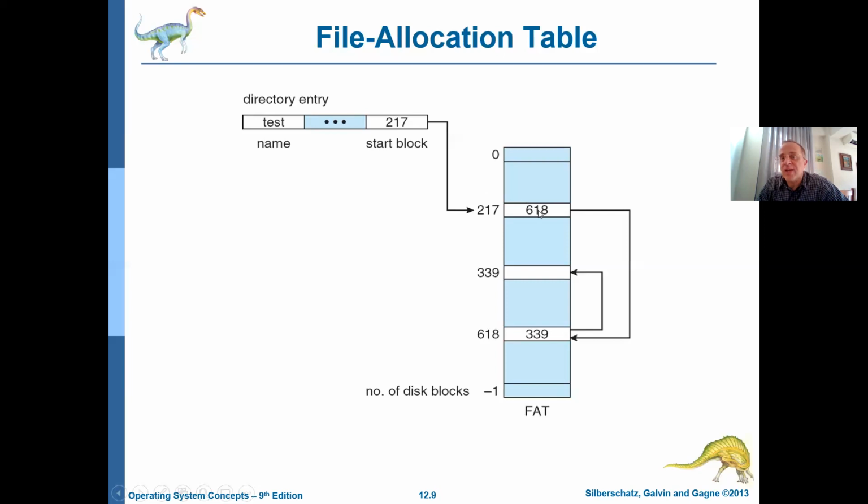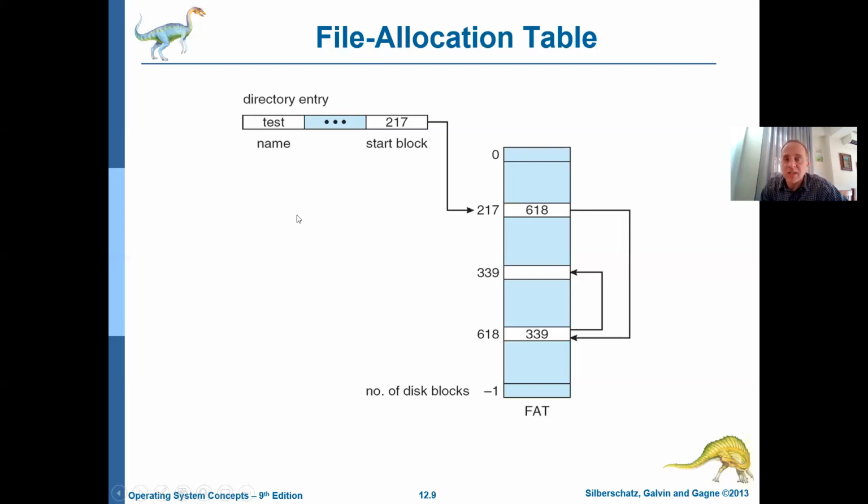So for that, I'll go to row 217 in the FAT table, and there will be written 618. What does 618 mean? 618 means that's the next block I need. Great. So now I can read the next block over here in the disk. I should add to this picture, like a picture of the disk. Now I've read 618. I need the next block.